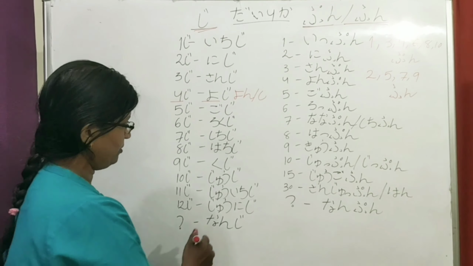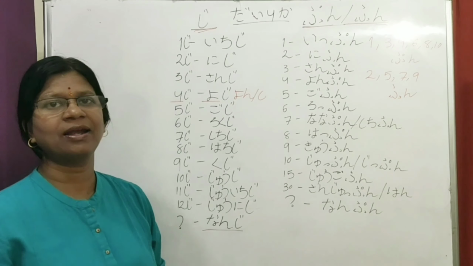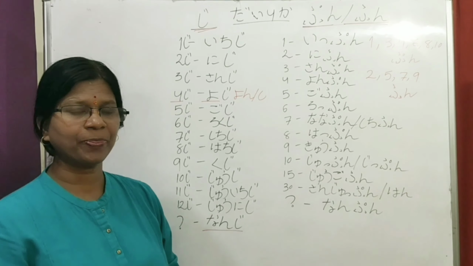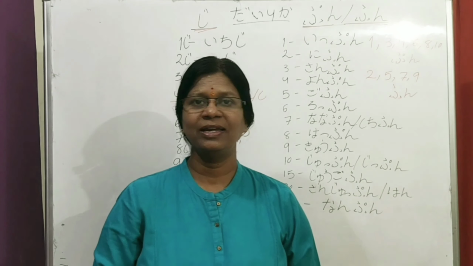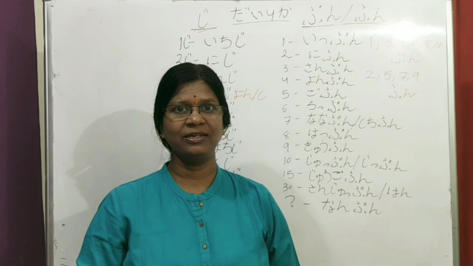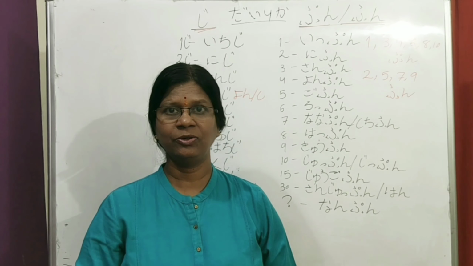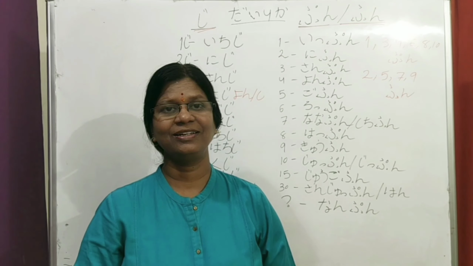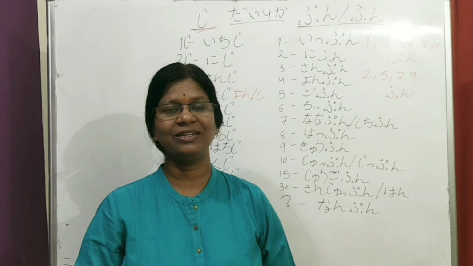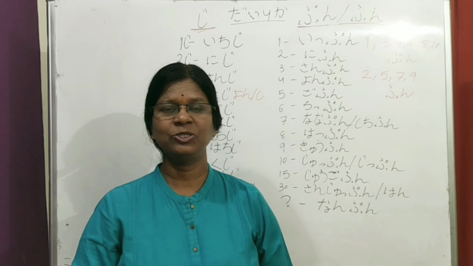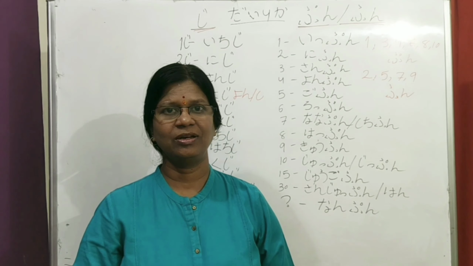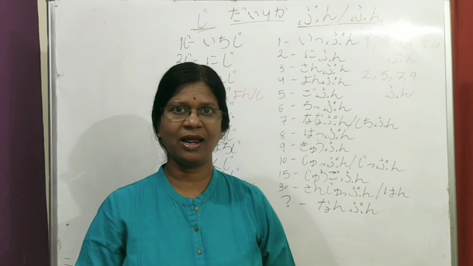For the question, nanji. Okay? Say once again. Ichiji, niji, sanji, yoji, goji, rokuji, shichiji, hachiji, kuji, juji, juichiji, juniji, and for the question, nanji.